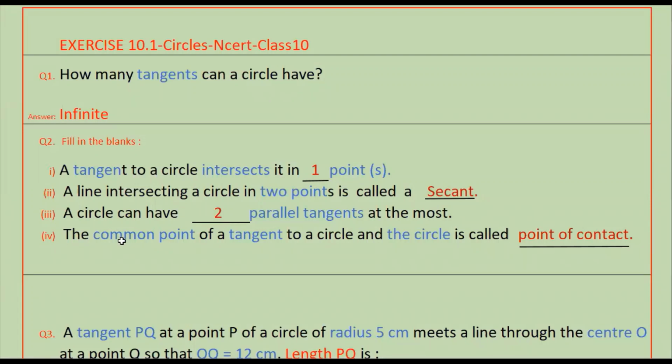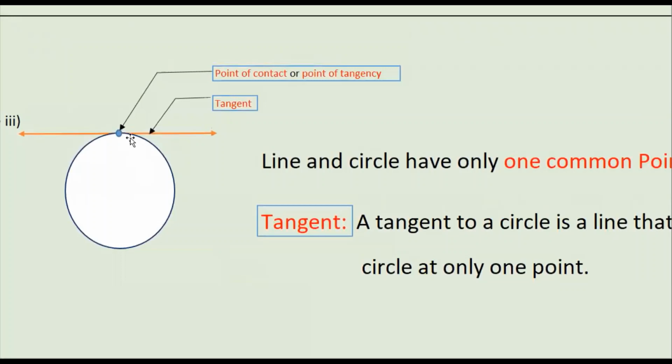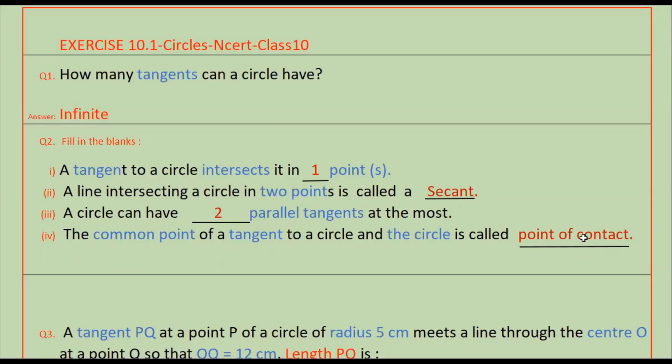And the fourth one: the common point of a tangent to a circle and the circle is called dash. We know that this is the point of contact. This is the common point for the circle and the tangent. This is the point of contact or point of tangency. So here the answer is point of contact.